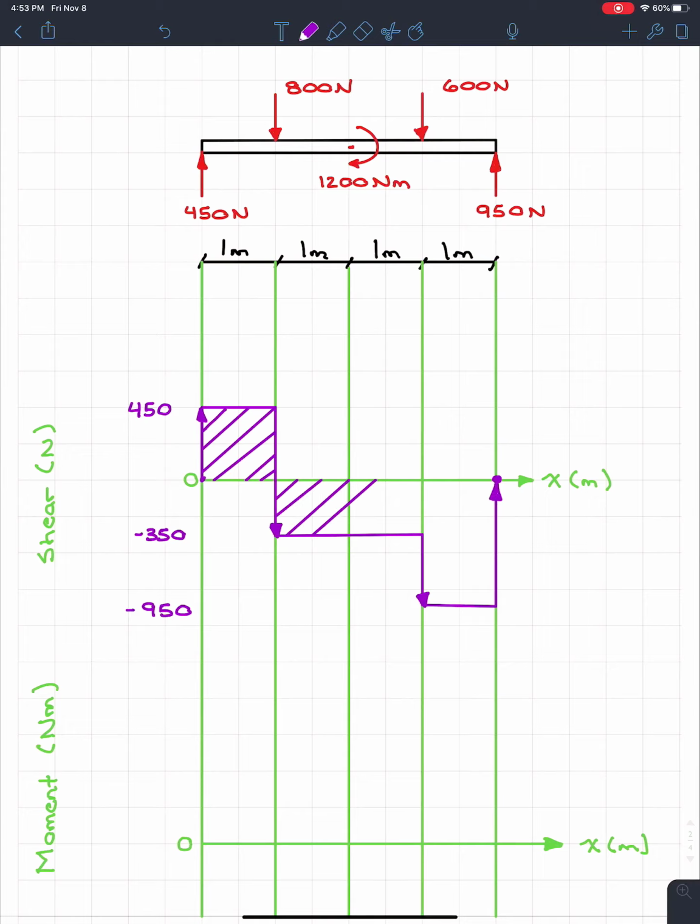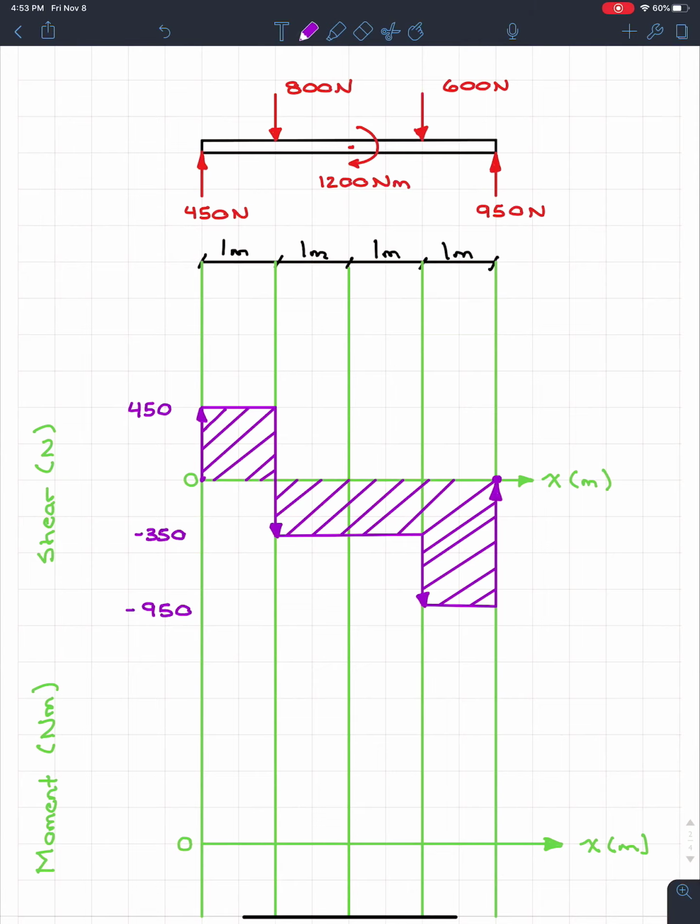I don't know, there's something satisfying about watching all these lines become straight. But yeah, so for shear, it's very, very easy. We just look at the point loads, and as you'll see, we'll also look at the distributed loads in the next video. But for right now, it was very easy. Every time there was a point load, we make a jump, and that's it.